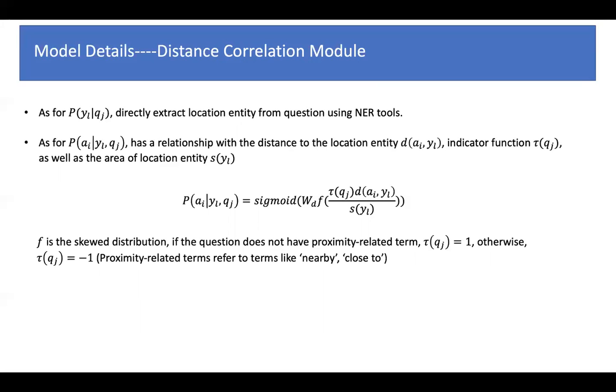In detail, we calculate the sigmoid output of the linear transformation of the skewed distribution. Here, F is a skewed distribution. If the question does not have a proximity-related term, tau equals 1, otherwise tau equals -1. Proximity-related terms refer to terms like nearby or close to.